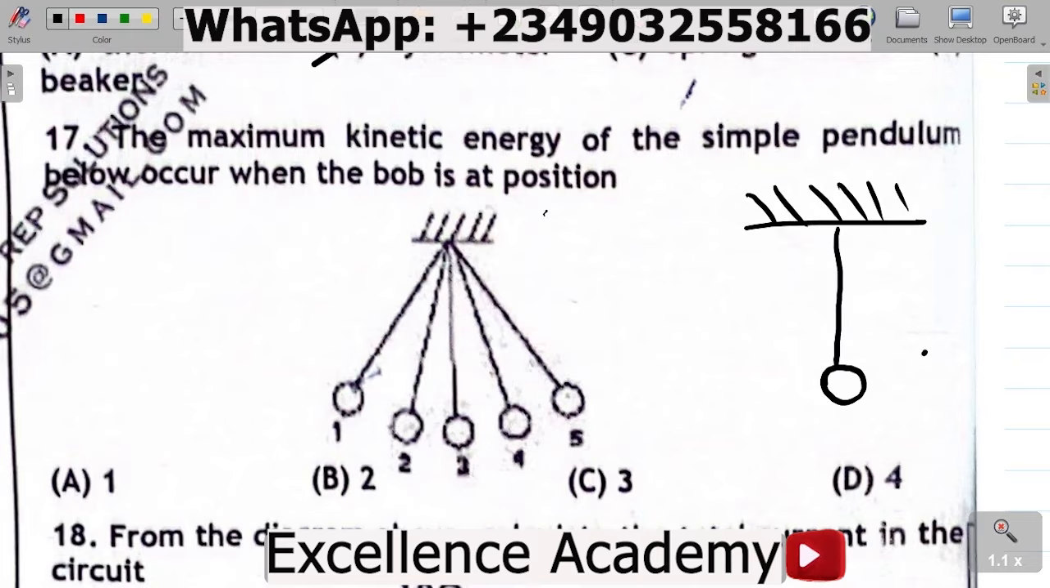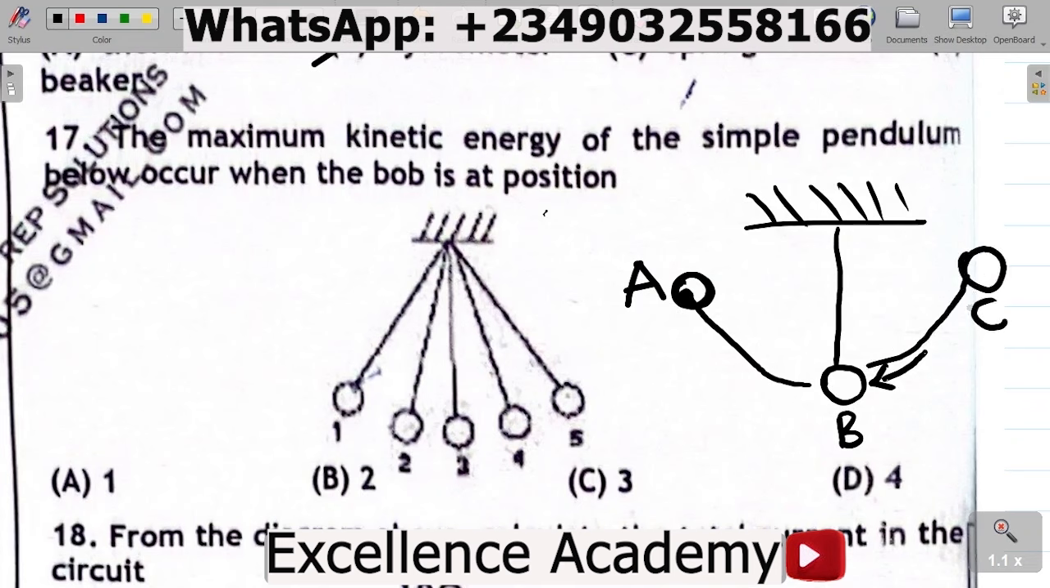If I choose to push this ball with a certain speed, this ball goes up to a point. Let's call it point A. It goes up to point A, stops at A, and comes back to this. Let's call this B. And from B, it swings to C. Let's call this C. It stops at C, swings back to B. Then from B, it goes to A.